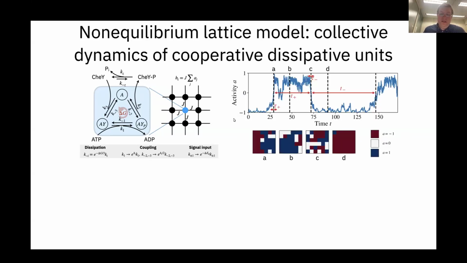If we look at the dynamics of our model, it exhibits this very similar spontaneous switching between active and inactive states, at least if the coupling strength is sufficiently strong.